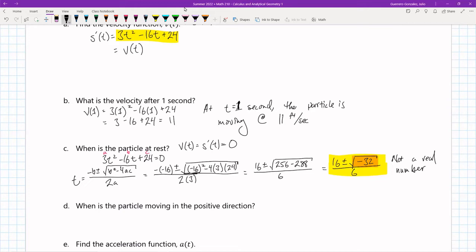Okay, since this is not a real number, right, we do not have, let me put this here, there are no t values where our velocity is equal to 0. So what does that mean in our problem? Our particle is never at rest. Does that make sense? Hopefully.